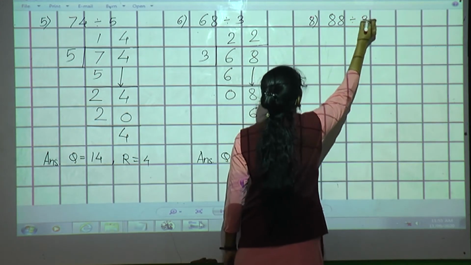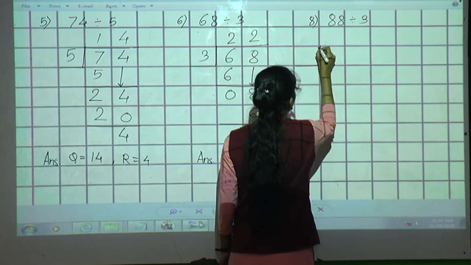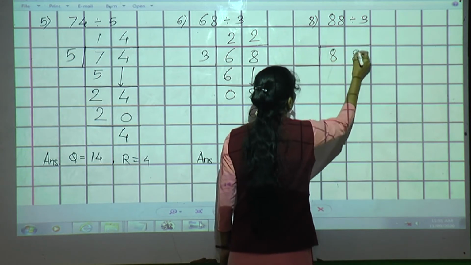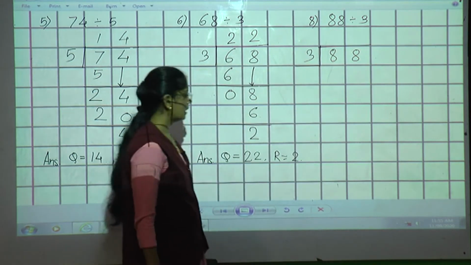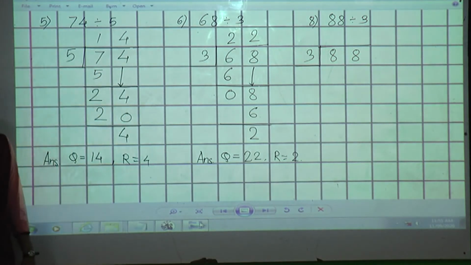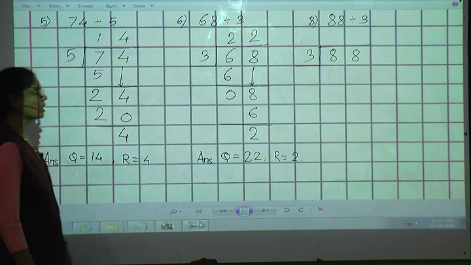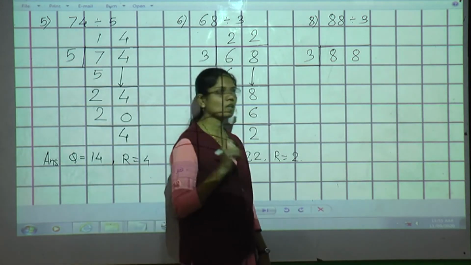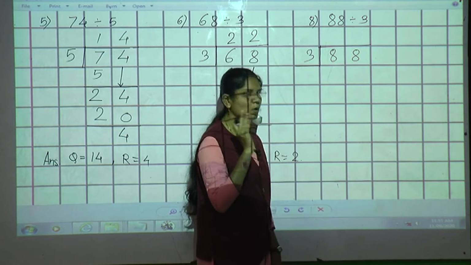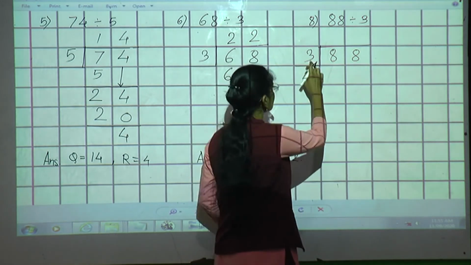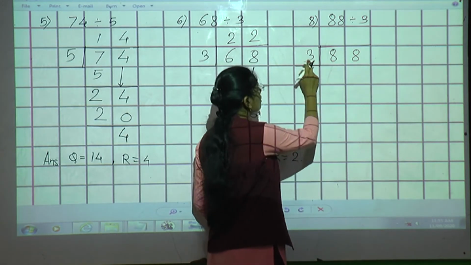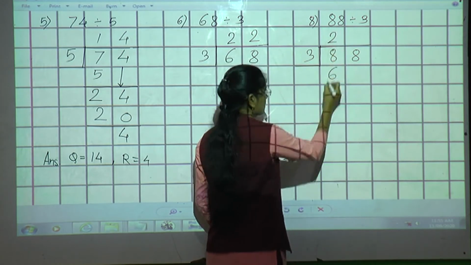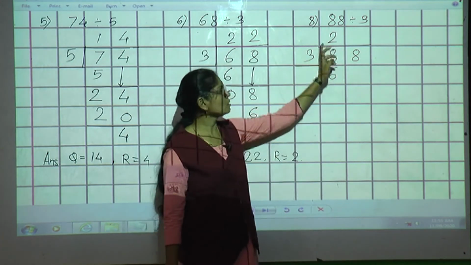88 divided by 3. Now see, students, arrange the numbers in this way. 88 divided by 3. Now again, 88 is a 2-digit number. So we'll start from the tens place. 8 divided by 3. Again in the table of 3, 8 is not there, so we'll find the smaller number than 8. 6 is there. So 3 2s are 6.